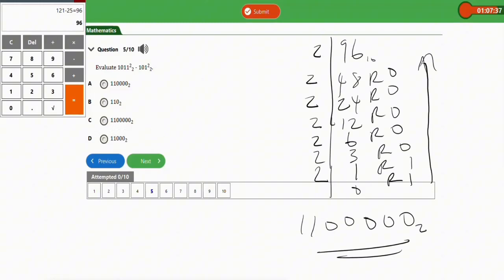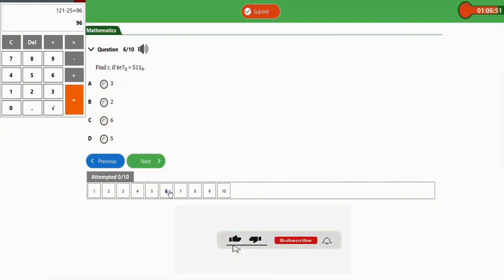Alright, so that's it for this question. Let's wipe this and solve the next question. That should be the fifth question we'll be solving. So guys, the next question we have here: find the value of r in this expression. So as usual, convert everything to base 10 to make the work easy.